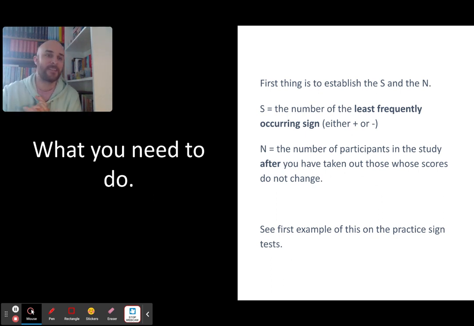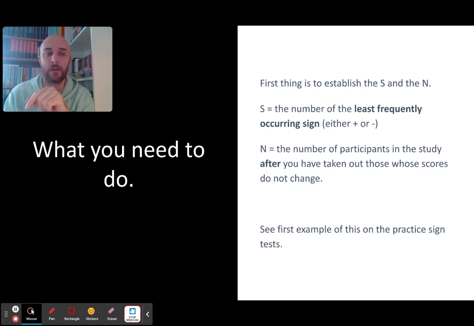Now, say you get a sign test in the exam. The first thing you need to do is figure out what the S and the N are. So the S, I think it stands for sign, it doesn't really matter, is basically the number of the least frequently occurring sign, and I'll come on to that in a second. It's either going to be the amount of pluses or the minuses, but the number of the least frequently occurring sign. I'll demonstrate how easy this is in a second.